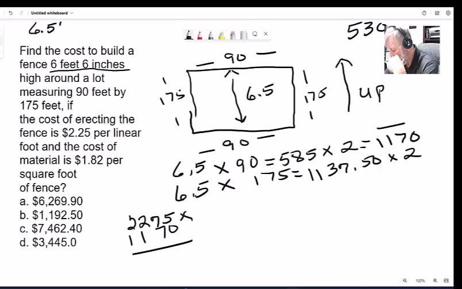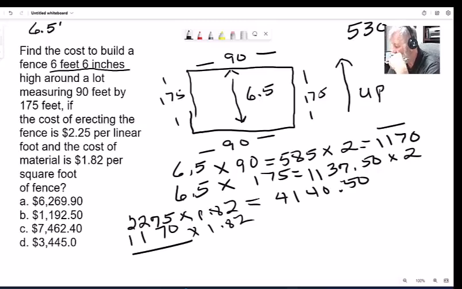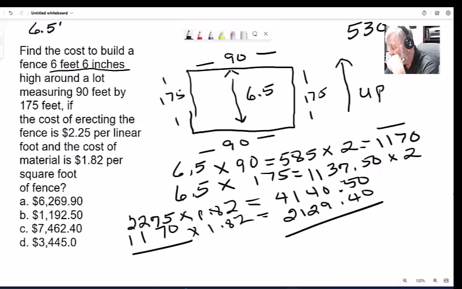So I could take this times 1.82 per square foot. So 2,275 times 1.82 equals 4,140.50. And then I got 1,170 times 1.82 equals 2,129.40. And then I got to add those together.